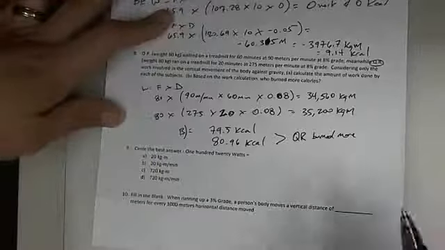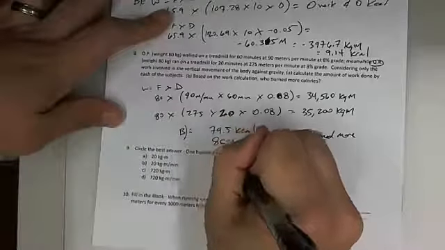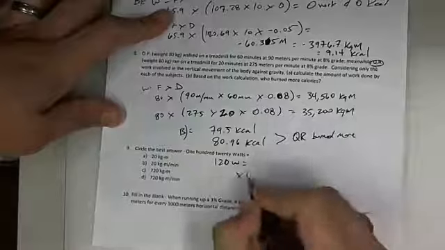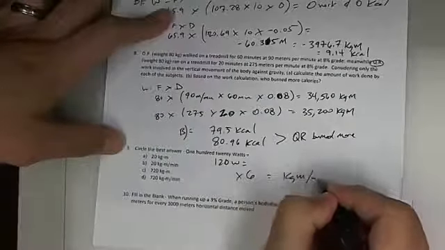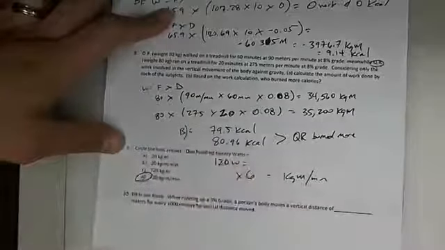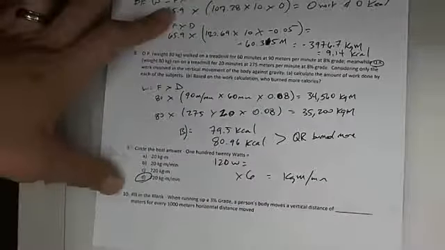Right, and then the last two are short and sweet. Circle the best answer. 120 watts is equal to, in this case, we multiply by 6, and it gives us in kilogram meters per minute. So D.